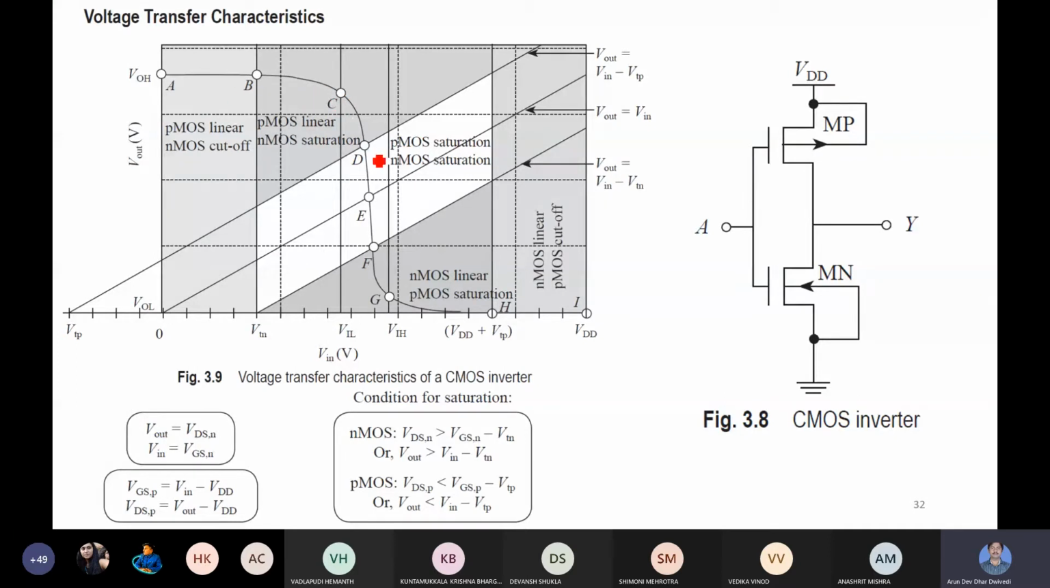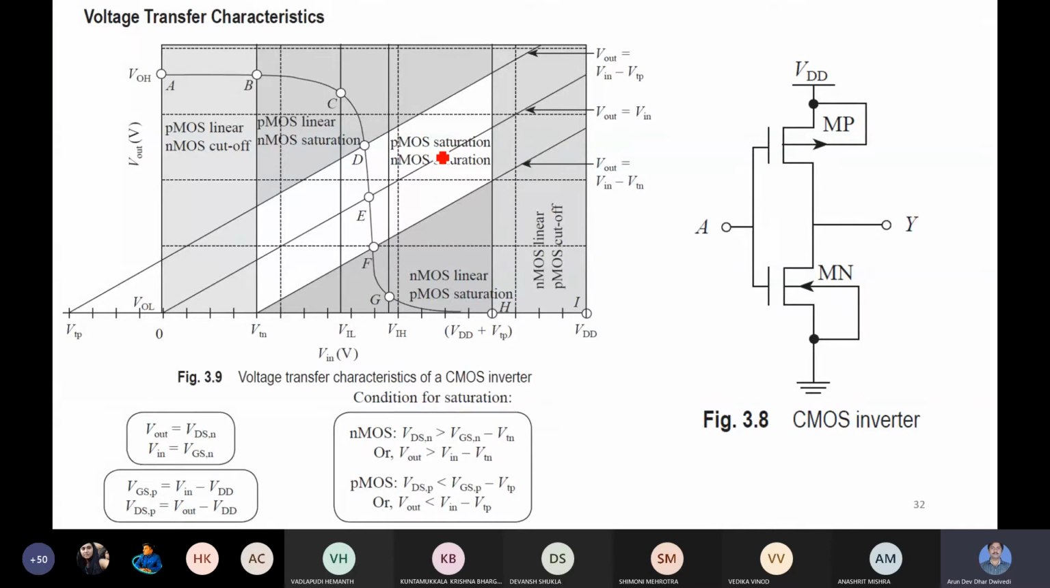Here some classification is done: from A to B and up to C to D, and at point D there is a line. This line defines V out equal to V in minus VTP for the PMOS transistor. It is defining a region or boundary. Above this boundary the PMOS is in linear region, and if you come below this line, the PMOS is in saturation region.